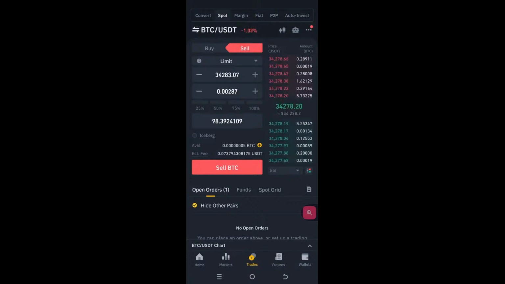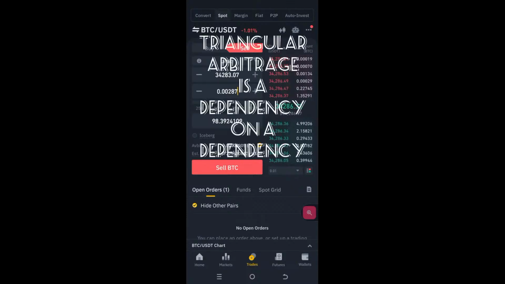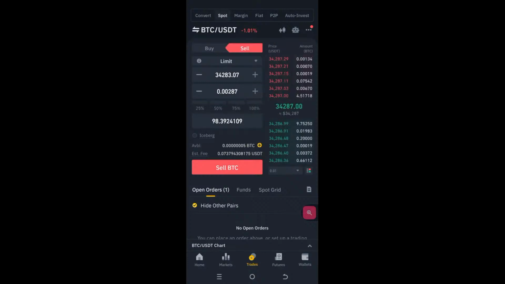Now, let me tell you something about triangular arbitrage. It's a dependency on a dependency. Okay? You have to understand the pros and cons of triangular arbitrage. The pros and cons include the fact that you have to wait to get a signal, and then when you get that signal, you have to do what I call a deep dive simulation. Two things. It depends on whether you're able to make profit instantly or immediately or at least within the next 4 to 6 hours. Now, if that doesn't happen, you have to wait for a couple of days. That's the only thing. Now, would this happen eventually?